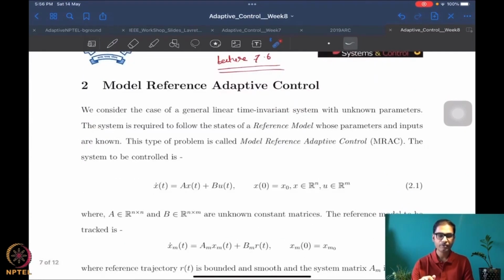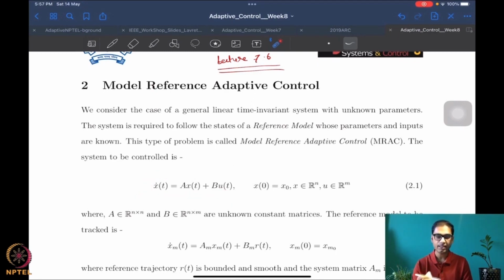So what is model reference adaptive control? This is a paradigm, if you may, in adaptive control, and a rather important one, and it occupies a very large place in the adaptive control literature. So the idea is I start with a linear system, which is x dot is Ax plus Bu.